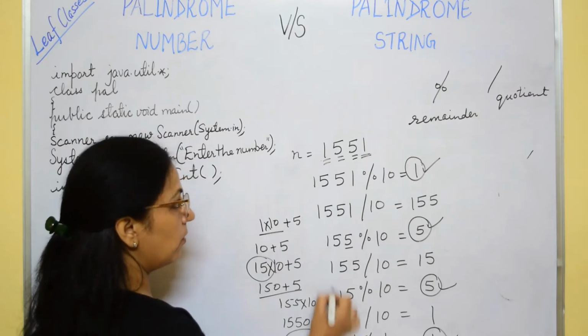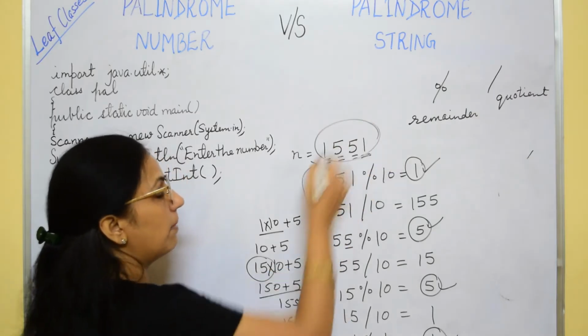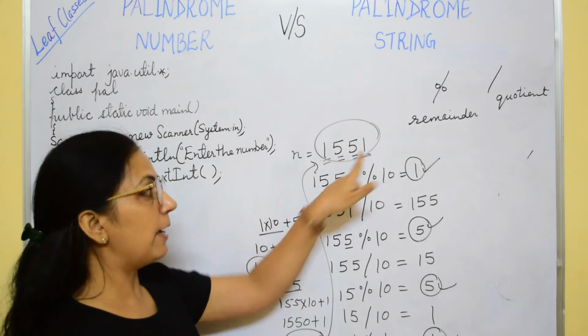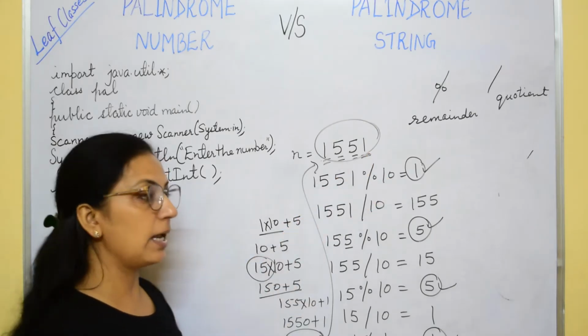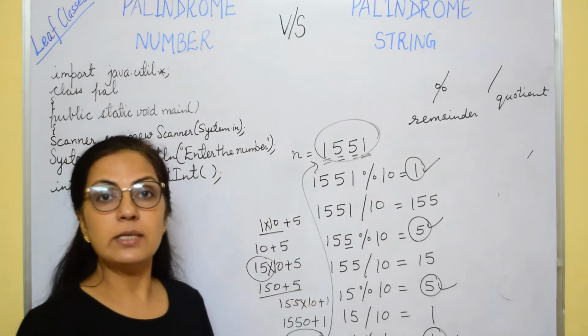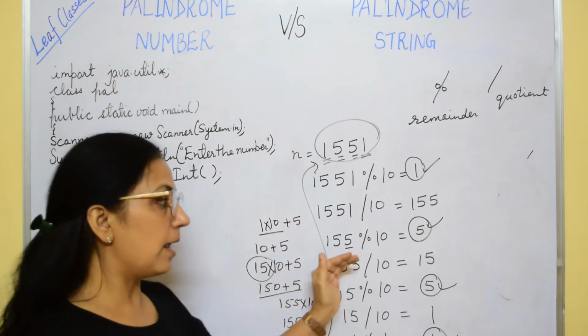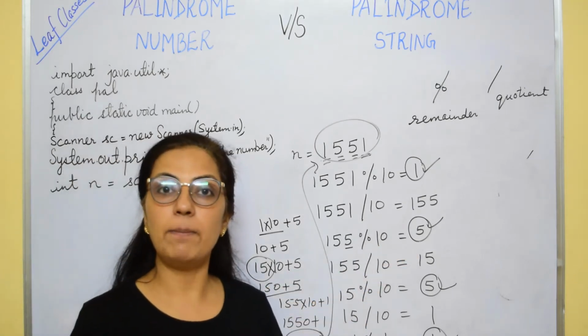So this is the reverse of the entered number. Entered is 1551 and the reverse is again 1551. This is how we store the reverse of the number.